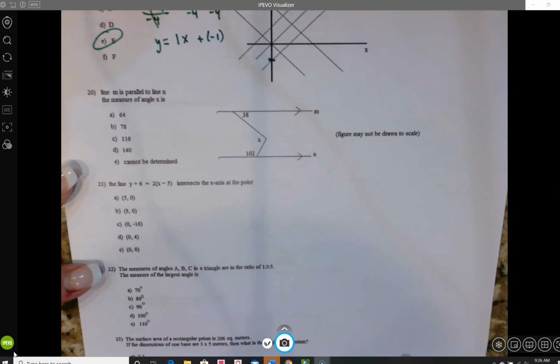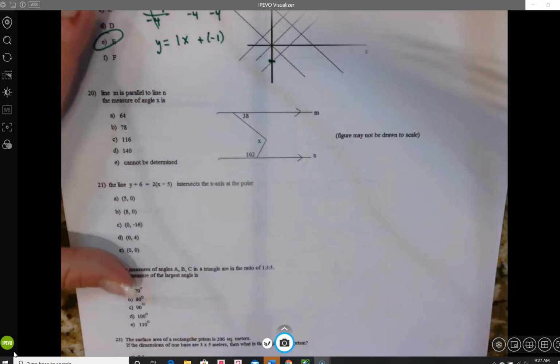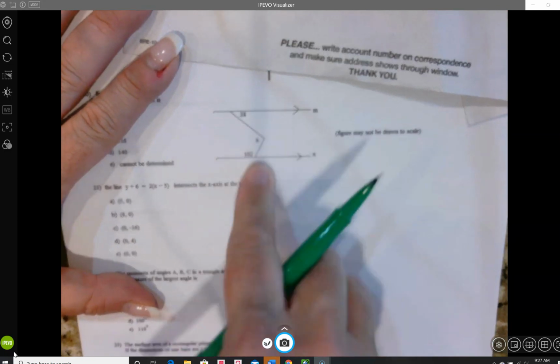Number 20, line M is parallel to line N, and we're looking for the measure of angle X. Now, this is a fairly common problem in geometry. We haven't done one like this, but there's a little bit of a strategy to working this one. So I am going to just show you the method, and this is probably just like my geometry teacher showed me. So the first thing I'm going to do, there's no rule about a bent transversal.